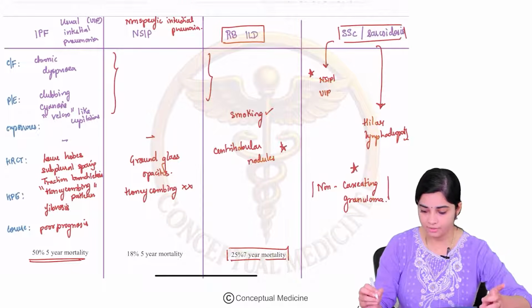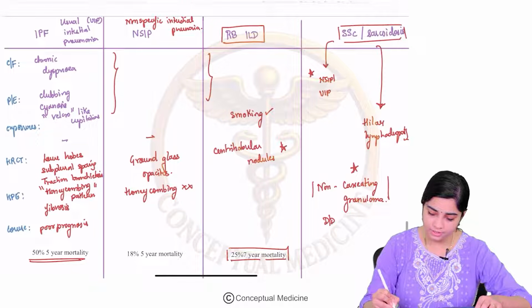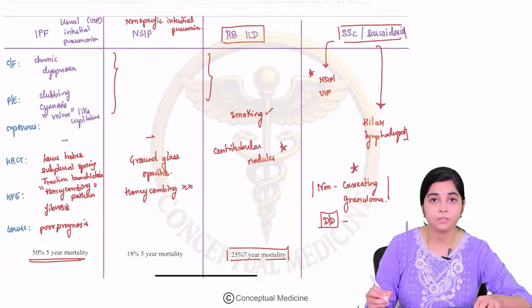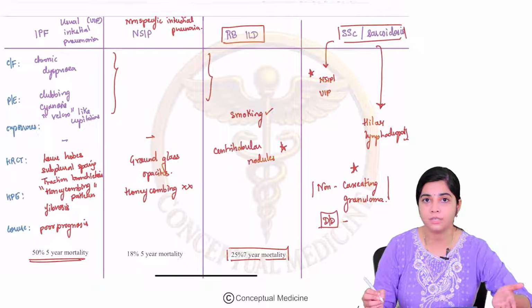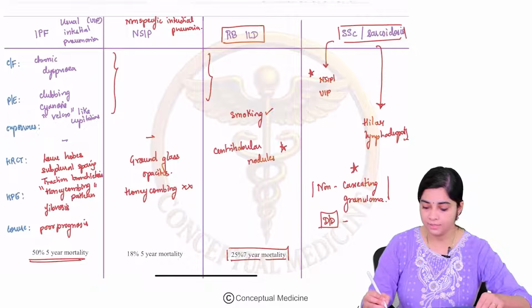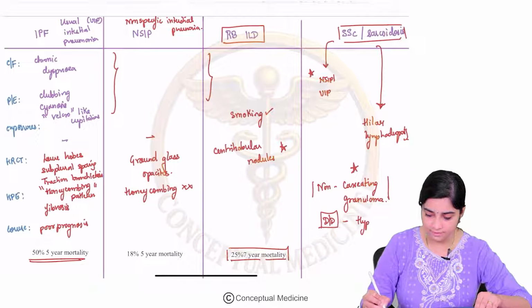Very, very important. And the most important differential diagnosis for this is going to be what? What is the other condition where you get non-caseating granulomas in ILD? It is your hypersensitivity pneumonitis.